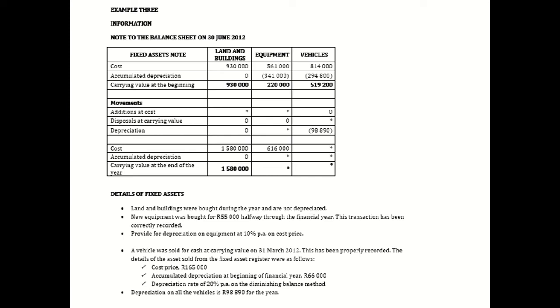Details of fixed assets. It says land and buildings were bought during the year and are not depreciated. New equipment was bought for 55,000 halfway through the financial year. This transaction has been recorded correctly. So we know that the cost price of equipment at the end of the year, the 616,000, does include the 55,000 because they said it was recorded correctly. They said provide for depreciation on equipment at 10% per annum on cost price. Quickly highlight cost price.